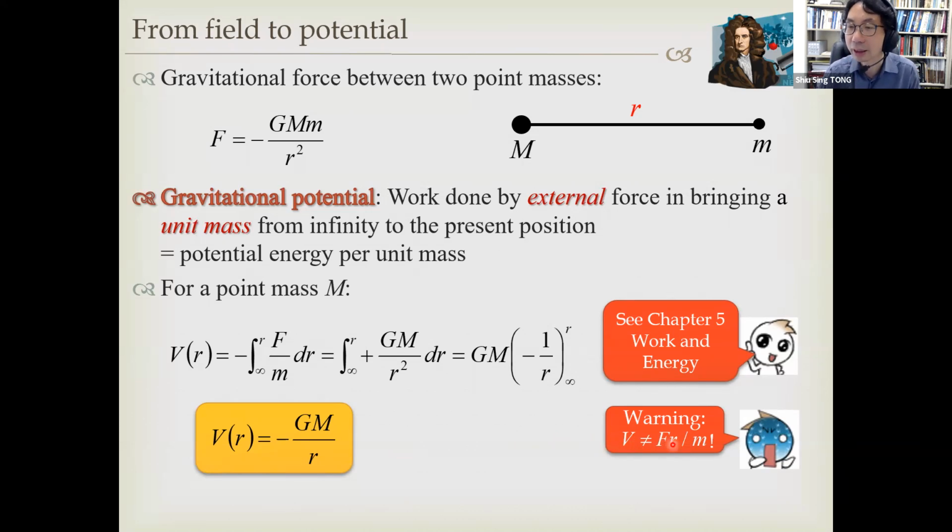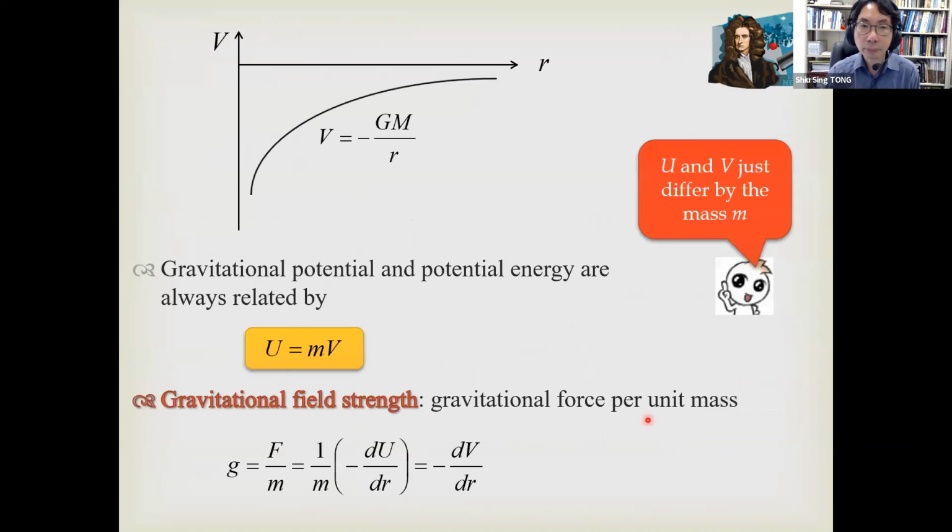Now, the warning is that do not be tempted to obtain the potential by multiplying the force by the distance r. This is not the correct derivation. We have mentioned it in chapter 5, right? Now, this is the potential. Essentially, the shape of the curve is just the same as the potential energy. It is 1 over r as negative, so it diverges when it approaches the origin. And of course, as I say, the energy and the potential are just related by the mass. U and V just differ by the mass m.